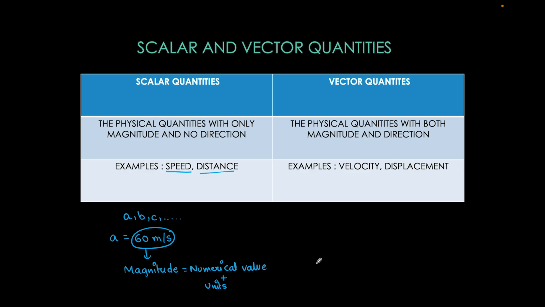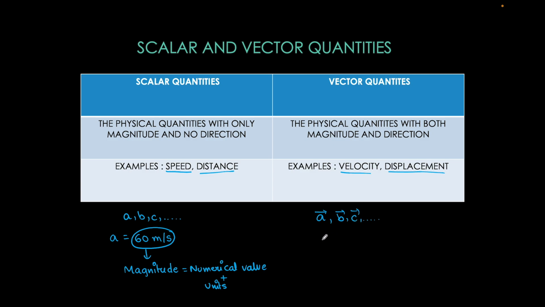Now, talking about vector quantities. Vector quantities are quantities with both magnitude and direction. Some examples are velocity, displacement. Again, we'll talk about velocity and displacement later in this chapter. Okay, for now, just know that these two are the examples of vector quantities. A vector quantity is denoted by any variable, but the important thing to note that on top of that variable, you need to put an arrow sign. So now this becomes a vector and we call it as A vector. We can also write as B vector, C vector, or basically anything that you want.